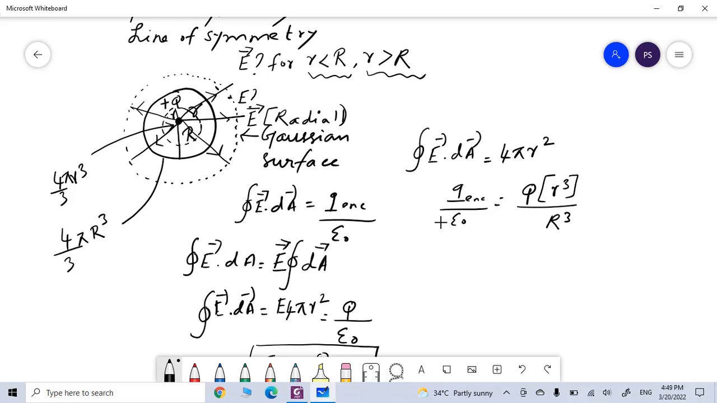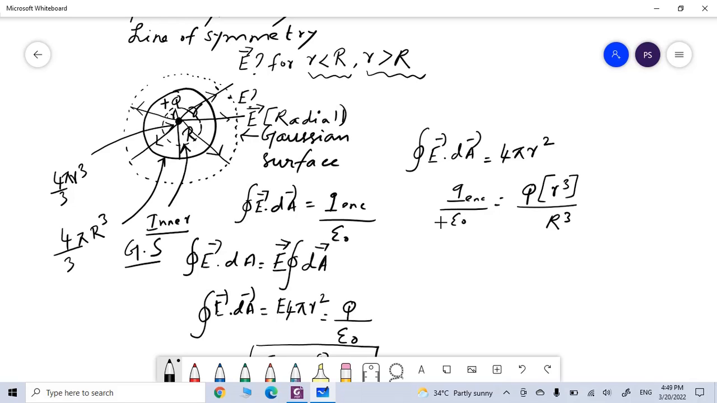Now this first Gaussian surface, or the inner Gaussian surface, we'll call this the inner Gaussian surface, GS for Gaussian surface. This inner Gaussian surface does not contain the entire charge. It only contains a proportion of the charge which is enclosed by the small radius r. So this becomes q r cube over R cube.